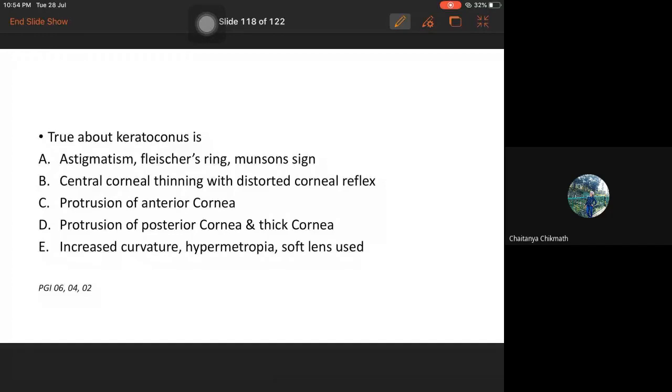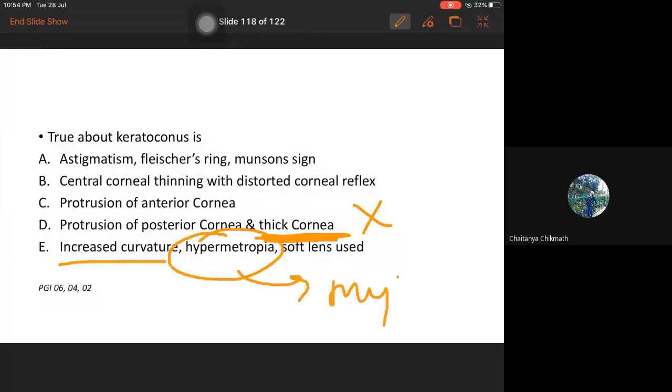Then you have a central corneal thinning with a distorted cornea. That is also a correct answer. Then you have a protrusion of the anterior cornea. That is also a correct answer. But you don't see a thick cornea here. Okay, here they have mentioned that is a wrong answer. Though there is increased curvature, it's not hypermetropia, but it's myopic. It's not hypermetropic. Soft lenses are used.